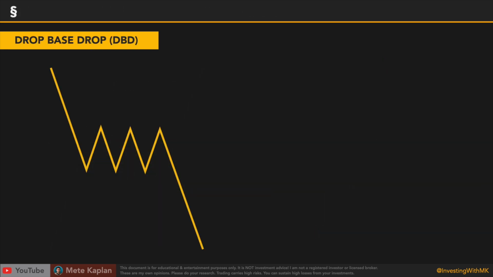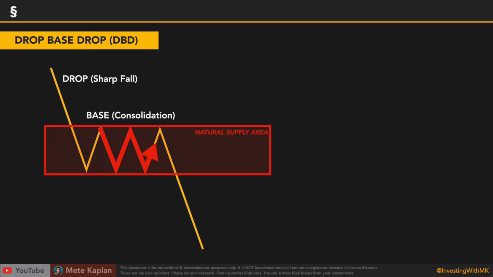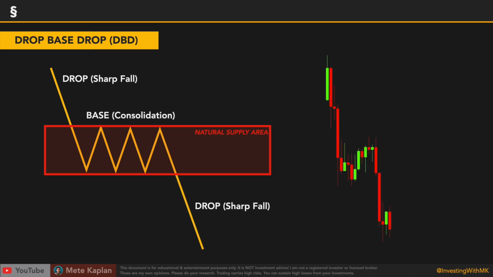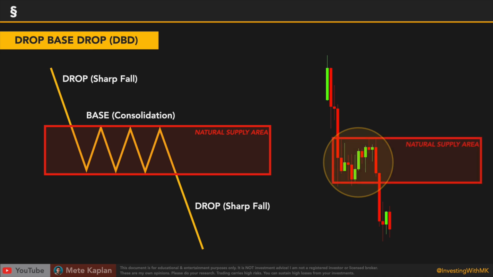Let's check the drop-base-drop. The same concept happens here, a strong and sharp fall and then a consolidation period. The base is the accumulation of orders, which starts the second sharp drop, drop-base-drop. The base is our natural supply zone here. Let's see this example. Price sharply drops and enters a consolidation stage. Orders are accumulating. Then the price makes the second sharp drop, which creates our natural supply area.